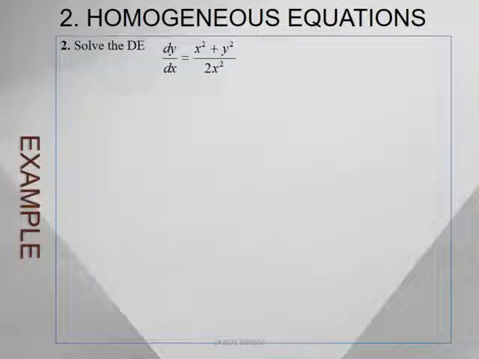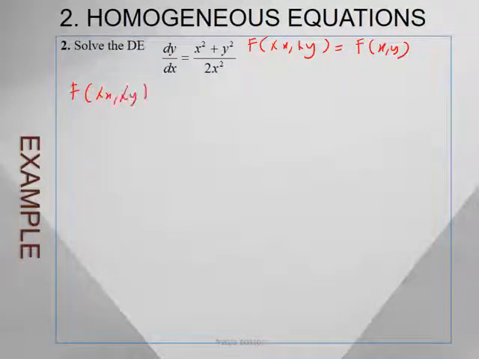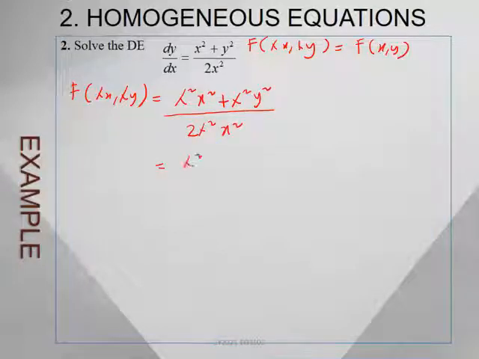So we need to show that f lambda x lambda y equals f x y. So what is f lambda x lambda y? It is lambda squared x squared plus lambda squared y squared divided by 2 lambda squared x squared. So we can factor out the lambda.